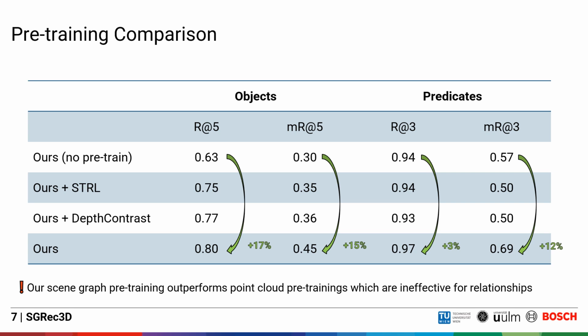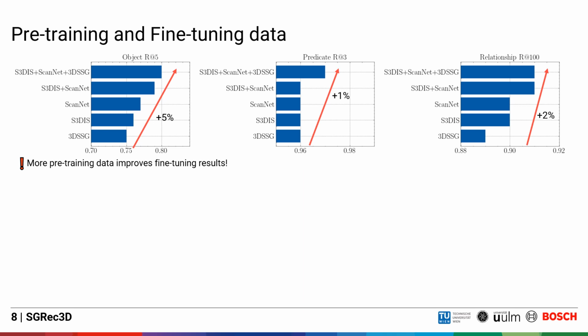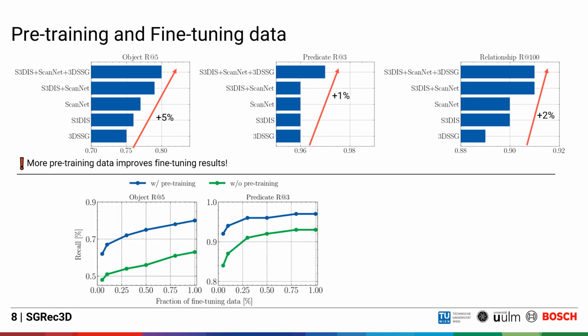Since our proposed self-supervised pre-training approach does not require scene graph labels, we are able to pre-train our scene graph model on a larger set of 3D datasets. Pre-training on more data drastically improves our prediction results for objects, predicates, and relationships by several percent. Also, our pre-trained approach is much more efficient when only a limited number of labeled data is available compared to the non-pre-trained method. We observe that even using only 5 to 10% of labeled data samples during fine-tuning, it is already enough to match or even outperform the non-pre-trained approach trained on all available labeled data.